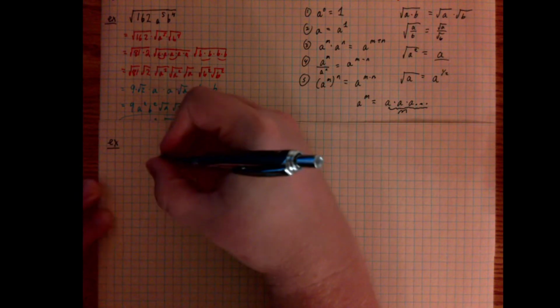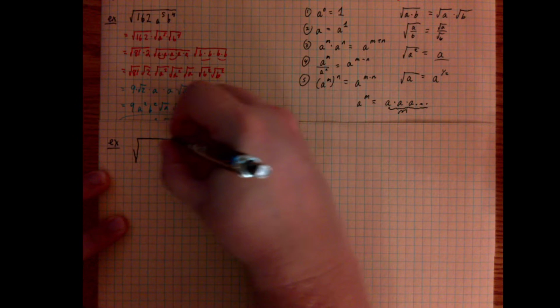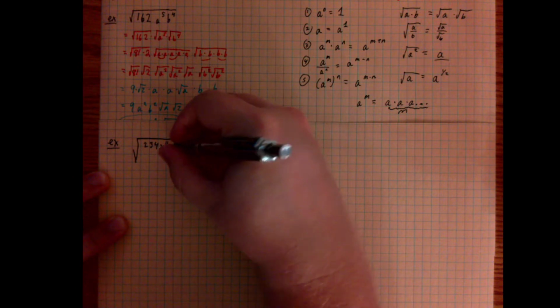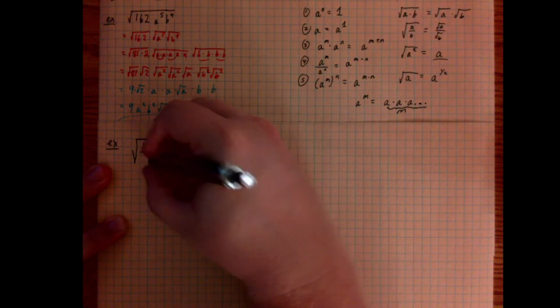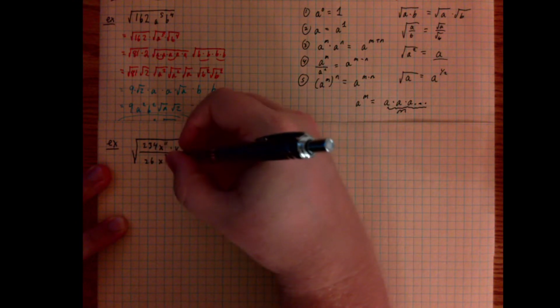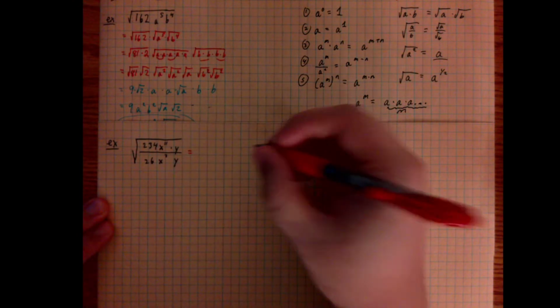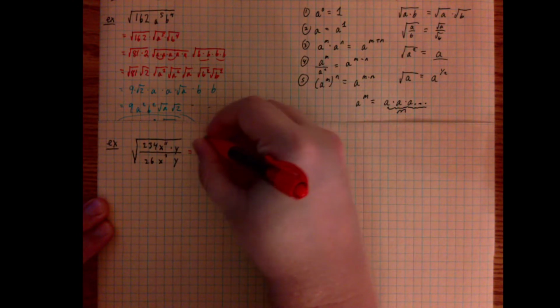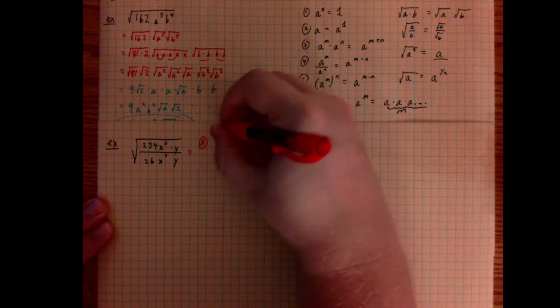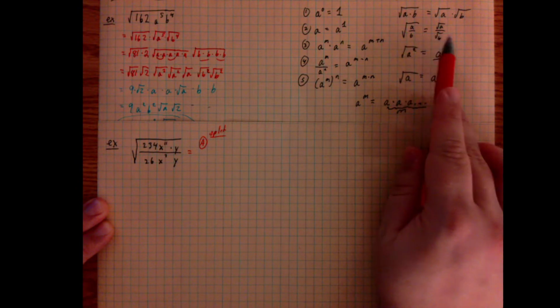This will be another one where we have a rational example where it's a fraction. Let's do the square root of 234 x to the 11th y over 26 x to the 7th y. Now, we could begin this process like this is option A. Option A says we split. We take this property and we take this fraction and we split it apart.